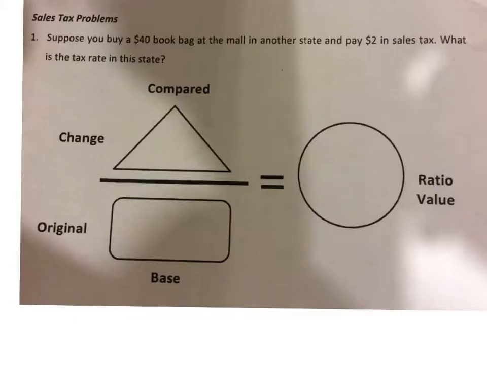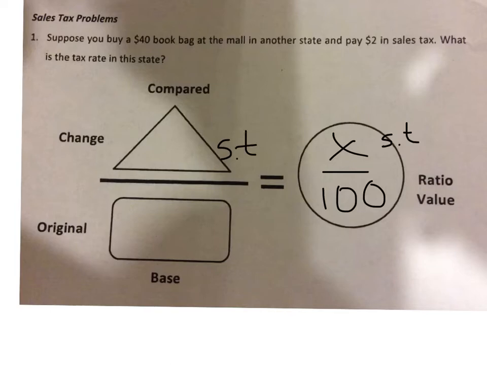Number 1 says, suppose you buy a $40 book bag at the mall in another state and pay $2 in sales tax. What's the tax rate in this state? So when you pay sales tax, they always have a certain percent sales tax rate. So when they say, what's the sales tax rate, really we're looking for the percent. So immediately I know that has to be x over 100, and over here is going to be the sales tax. You buy a $40 book bag, that's your original amount, so that's going to go on the bottom. And you pay $2 in sales tax, that's your part.